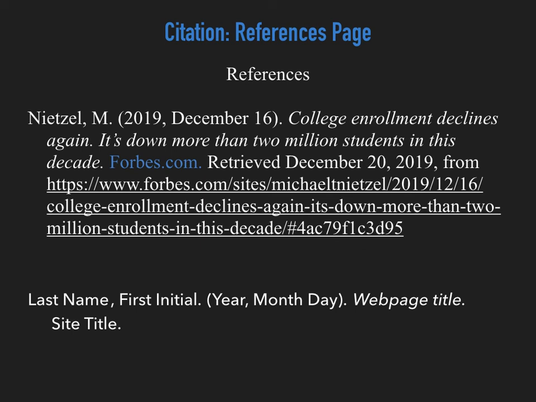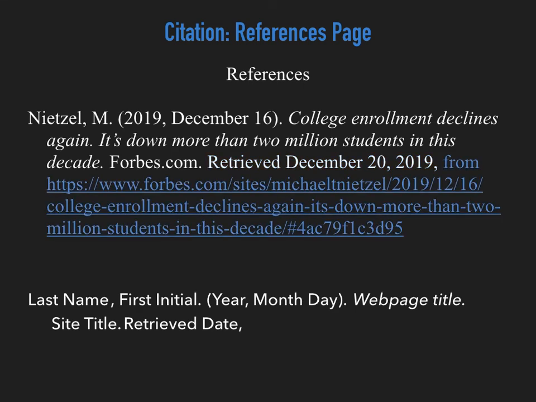We will then provide the date that we accessed the information. As website information can change, it is important to document the date that you retrieved the information. This date should provide the month, day, and year that you first accessed the information. Be sure to provide the retrieval date in that specific order. After this information, we will provide a comma, and then finally, we will have the word from followed by the URL for that specific web page.